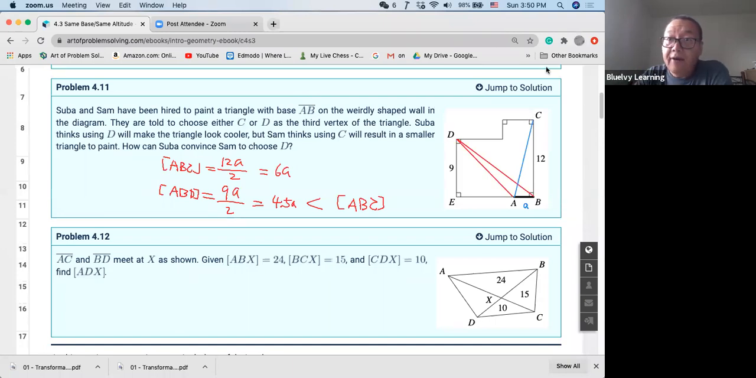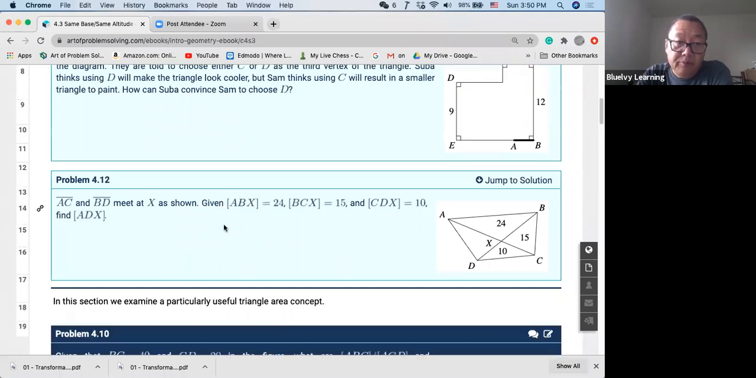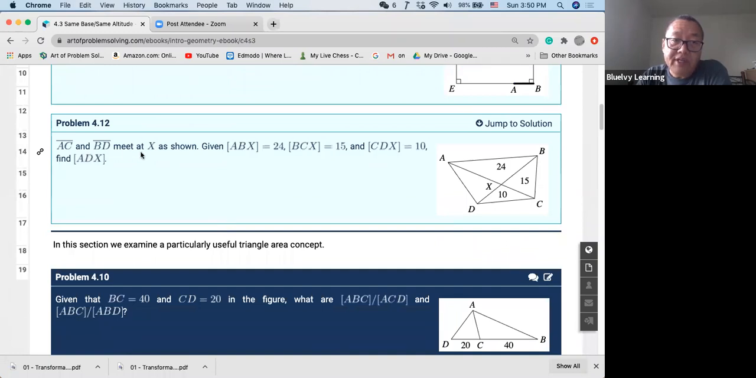Right? So now let's go to this problem, 12. AC and BD meet at X as shown. Given the area of ABX equals 24, BCX equals 15, and CDX equals 10, they ask you to find the area of ADX. What is the area of this part? Everybody try to do this problem.